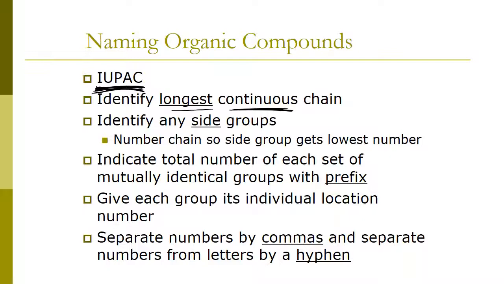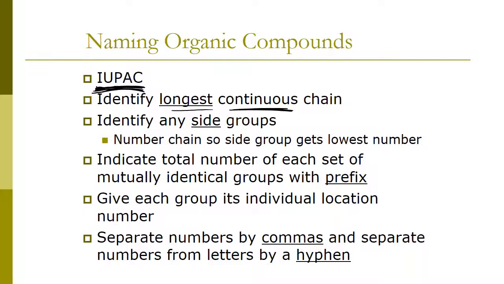So sometimes it's like a maze trying to figure out what the longest continuous chain is. It doesn't have to be in a straight line. It can zigzag around, but we want to see how many carbons are in that longest chain. We're going to identify any side groups. So are there any branches off of that chain? And we actually number the carbons so your side chain gets the lowest number possible.